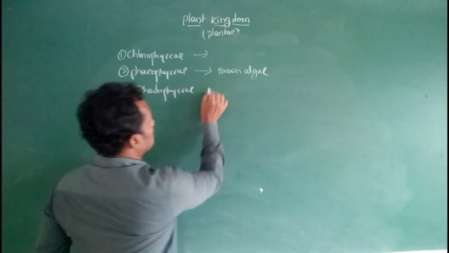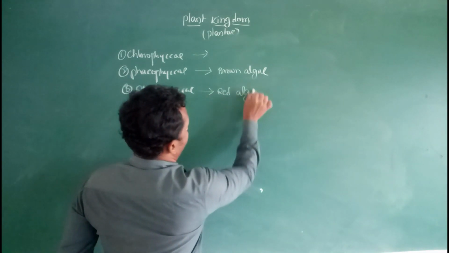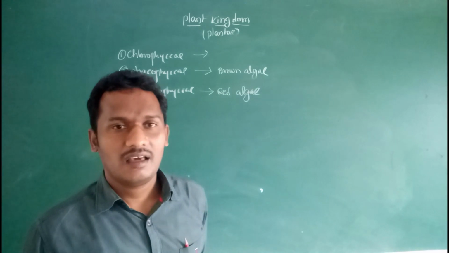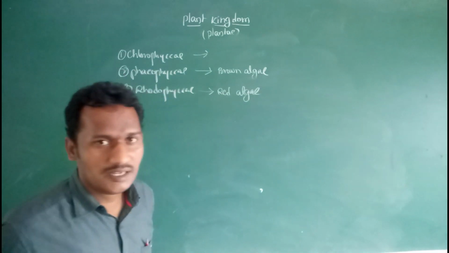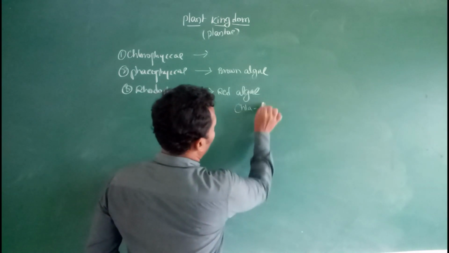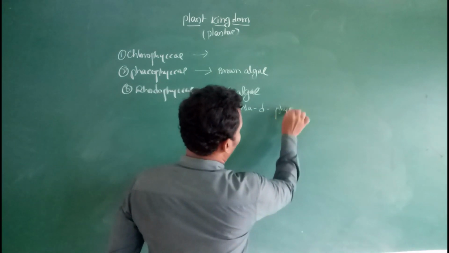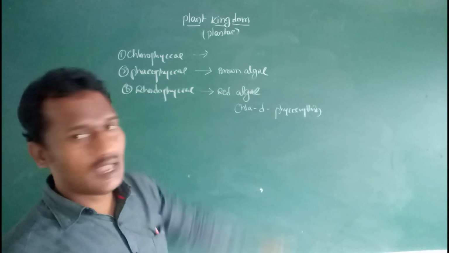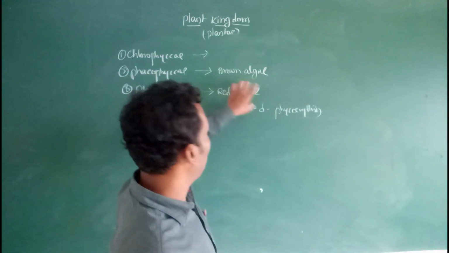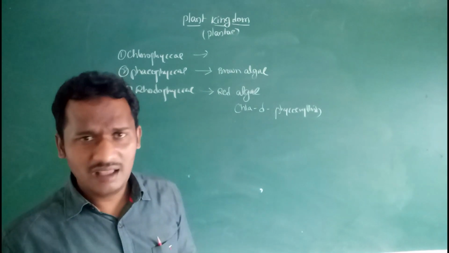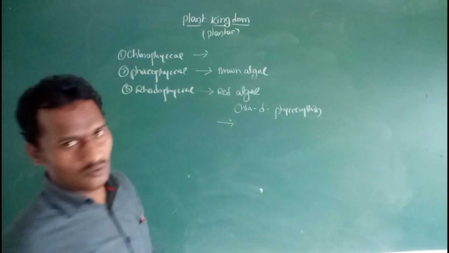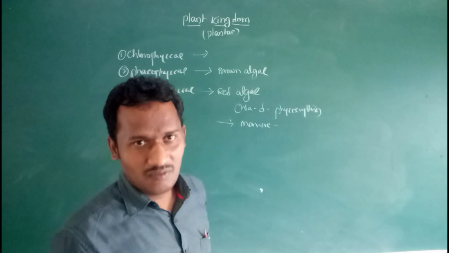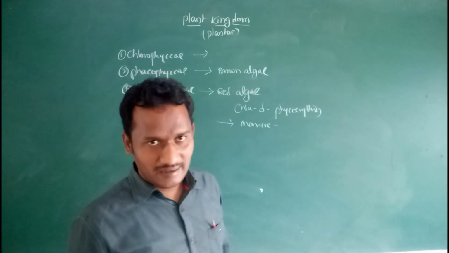Rhodophyceae members are generally called red algae. Why? Because they appear red in color. The major pigments in Rhodophyceae members are chlorophyll a, chlorophyll d and phycoerythrin. Due to phycoerythrin, they appear red in color. The habitat of these members is mainly marine, saline water. Freshwater habitat is very rare.